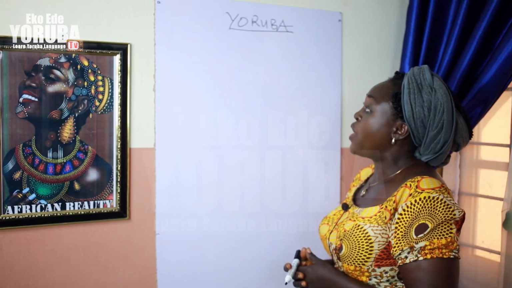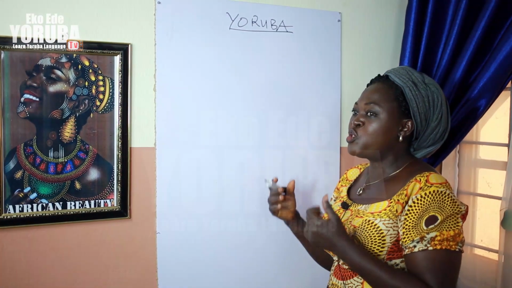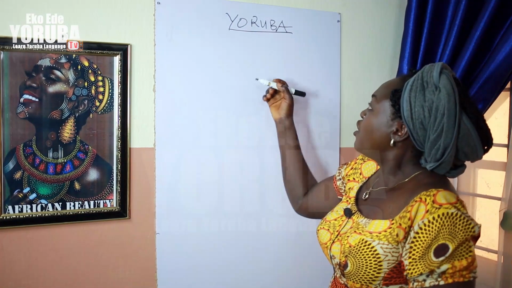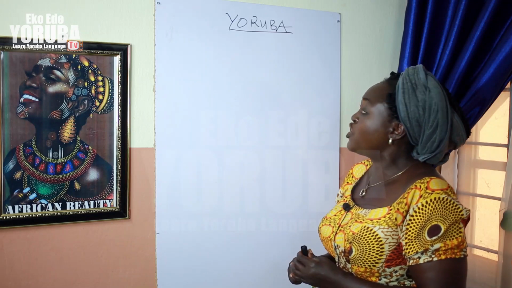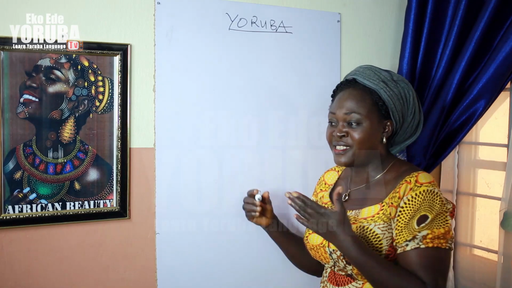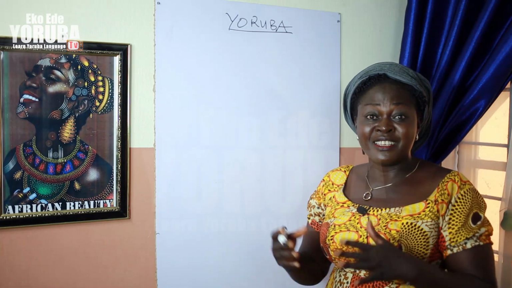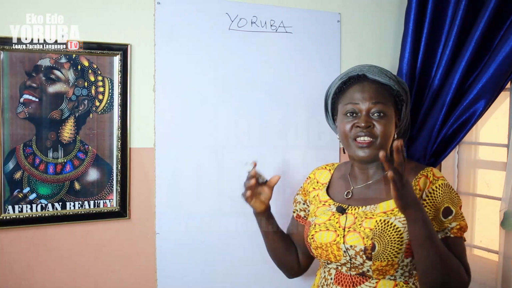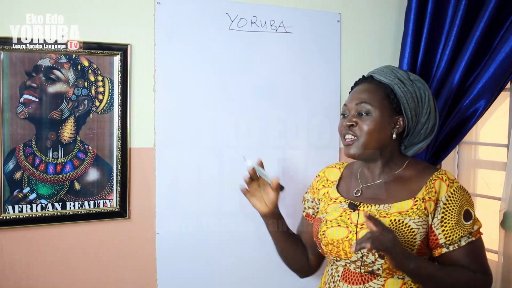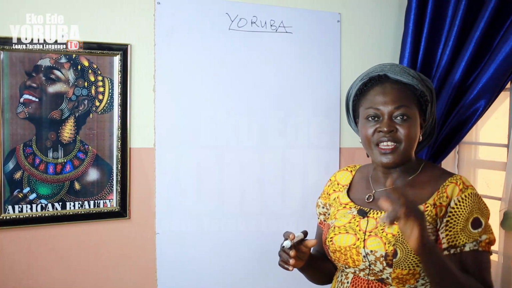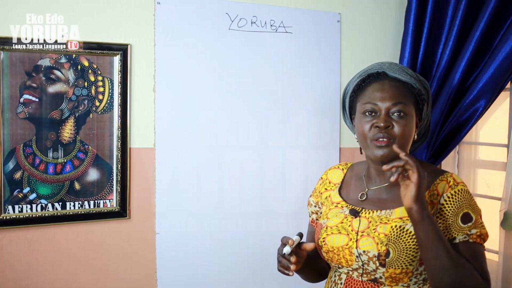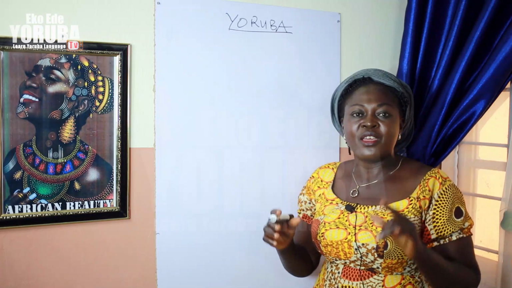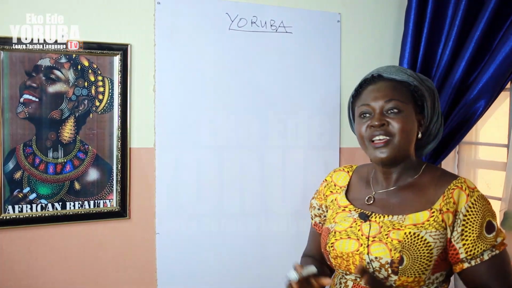Let's continue from where we stopped before. We need to remind ourselves of the alphabet. What is the alphabet in Yoruba? A, B, D, E, F, G, Gb, H, I, J, K, L, M, N, O, P, R, S, Sh, T, U, W, Y.